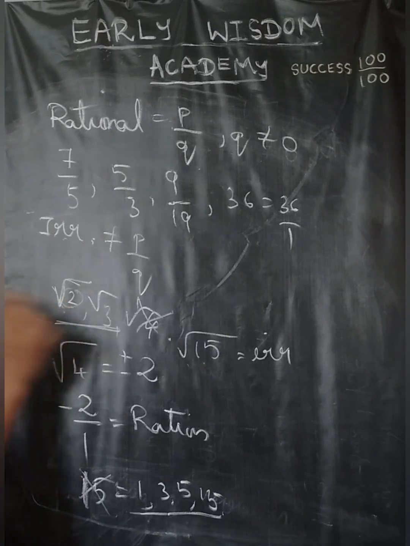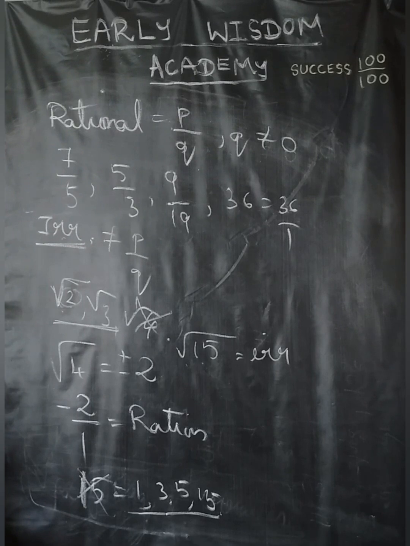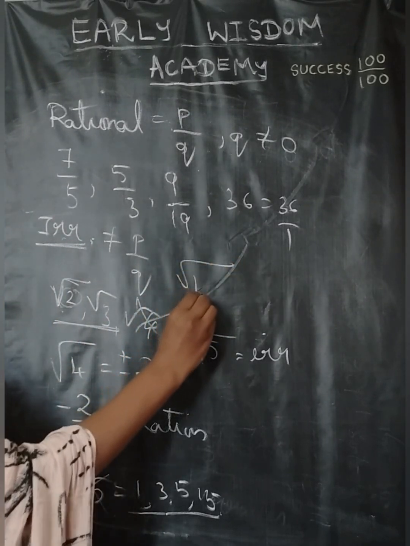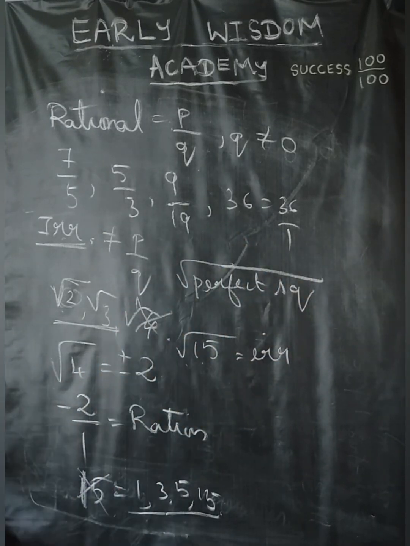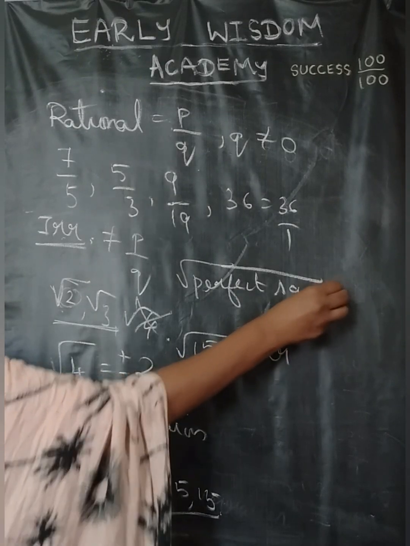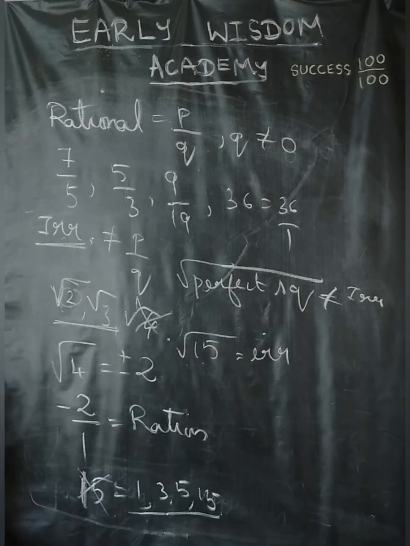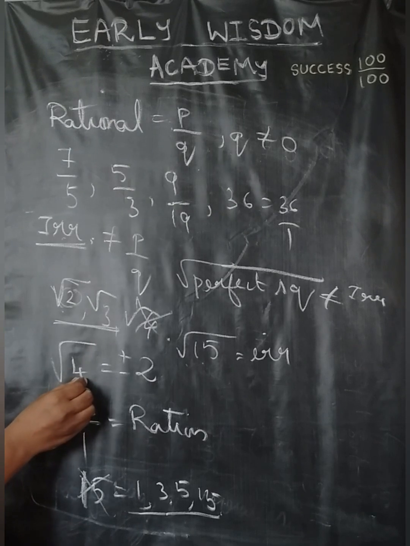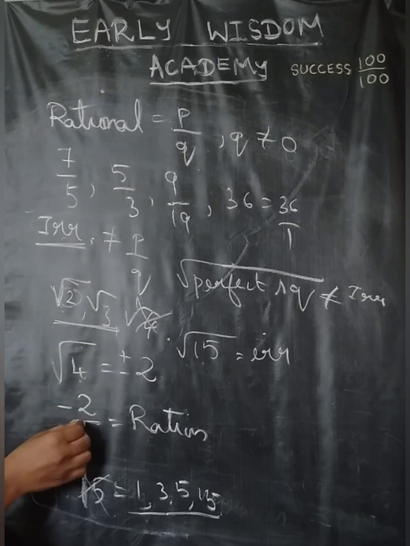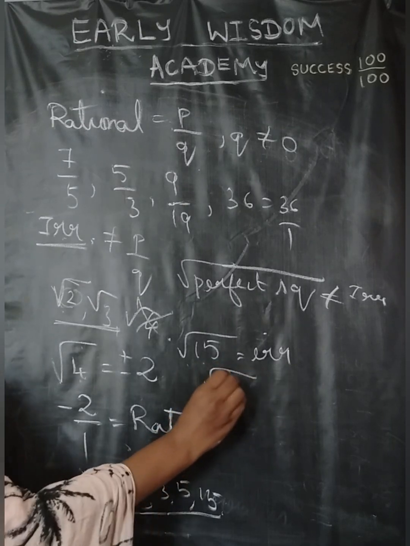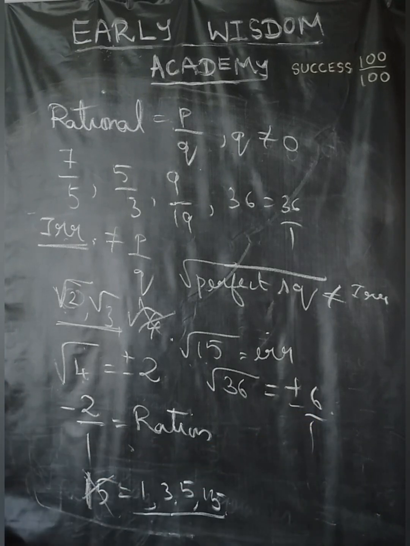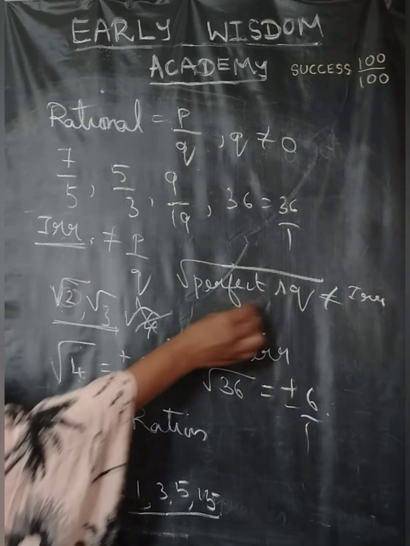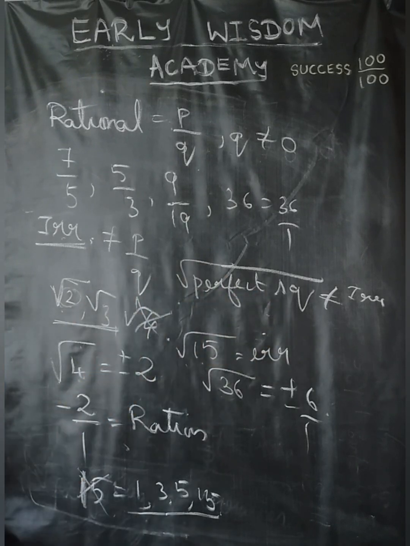Then what is the condition you should remember while finding an irrational number? The square root of a perfect square is never an irrational number. For example, 4 is a perfect square, and the square root of 4 forms a rational number. Similarly, the square root of 36 is plus or minus 6, which is again a rational number. So you should remember that a perfect square under the root is never an irrational number.